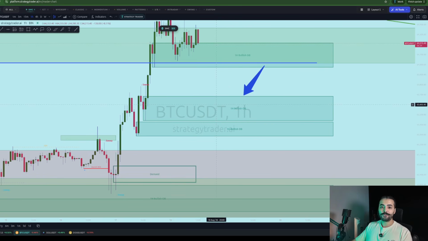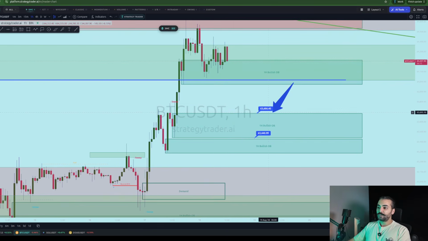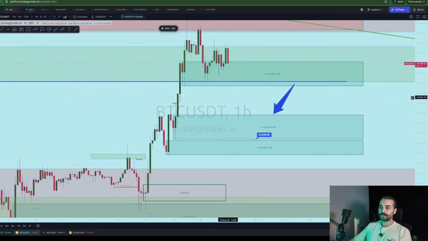So we have two entries again for our long positions. The first one, which is very risky, and there is a good chance that it breaks below this, is 63,686. And the second one, which is a bit less risky, is 63,440. This one I will definitely have a position on, and it's much less risky. But this one is way riskier because there's a good chance that we can't break below this.